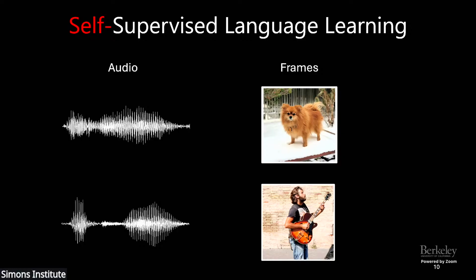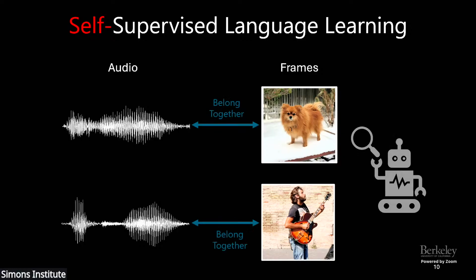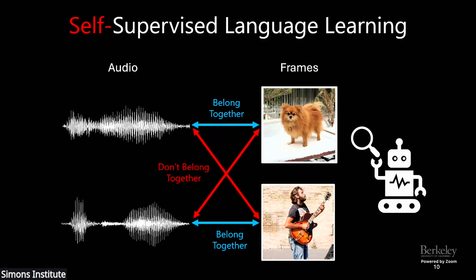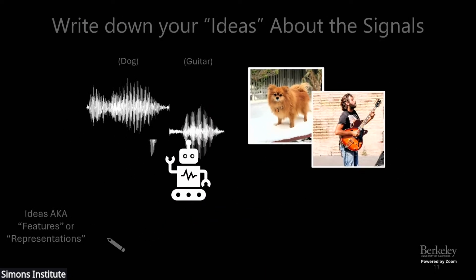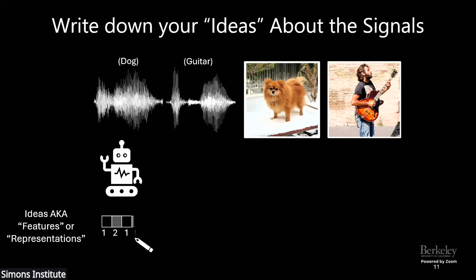Now the algorithm, instead of trying to predict a labeled word, will try to align clips together. It will try to figure out which audio and frame pairs go together and which do not. Through playing this kind of matching game, you can learn a lot of surprisingly interesting things. How exactly does this work? This will be useful to understand for later in the talk. This algorithm will take a look at these different signals of different modalities, and it's going to write down a list of numbers. These are your features, or embeddings, or representations.